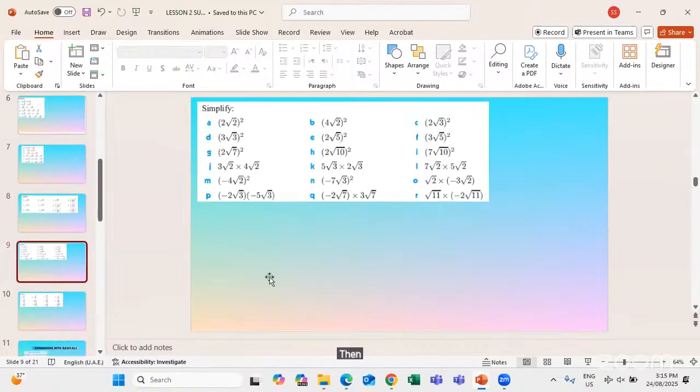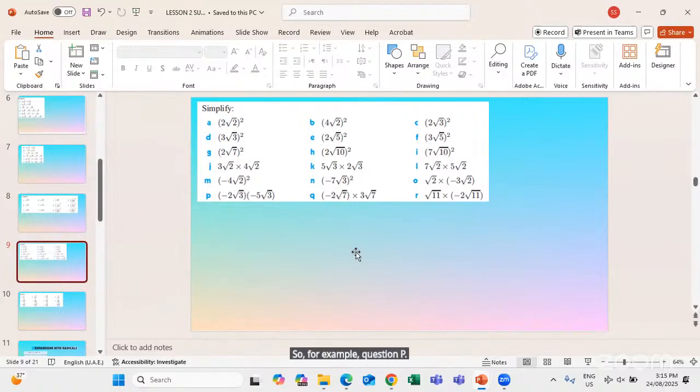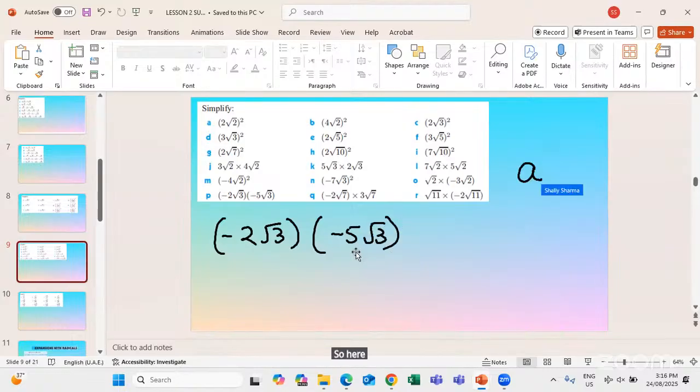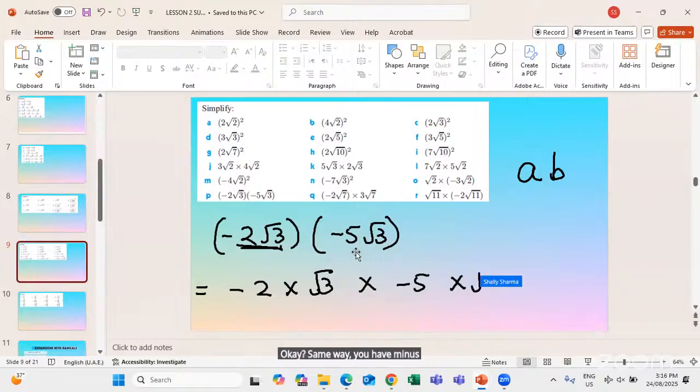Then the next is same kind of questions, but I will be choosing, let's say, the last few questions from here. So for example, question P, minus 2 root 3 times by minus 5 root 3. So here it is like A times B kind of stuff. What does it mean in actual? It is minus 2 times root 3. You can take one of them as negative. Okay. Same way, you have minus 5 times root 3. So here, minus 2 root 3.